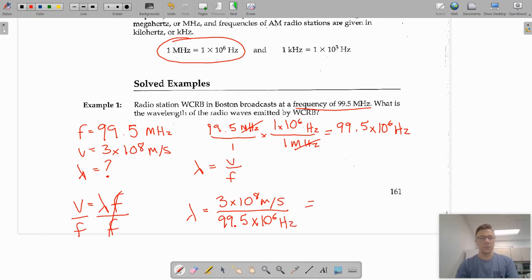So we'll do 3 exponent 8 divided by 99.5 times 10 to the 6. And that's going to give us a wavelength of 3.02 meters when you round.